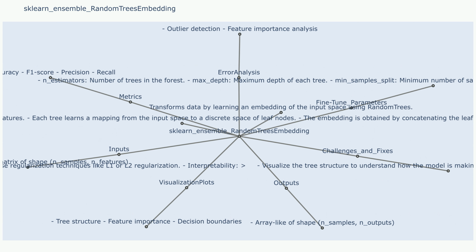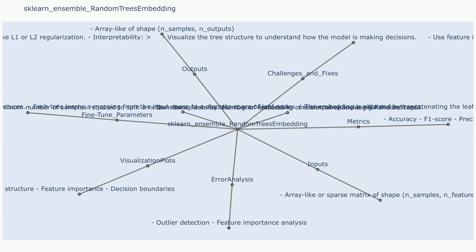Outputs. Output 1. Explain in detail X_transformed. This is the transformed data, which is a sparse matrix of shape n_samples, n_outputs, where n_outputs is the number of leaf nodes in the ensemble of trees. Output 2. Explain in detail Y. This is the target variable, which is only returned if the sparse_output parameter is set to false. It is the same as the input Y.